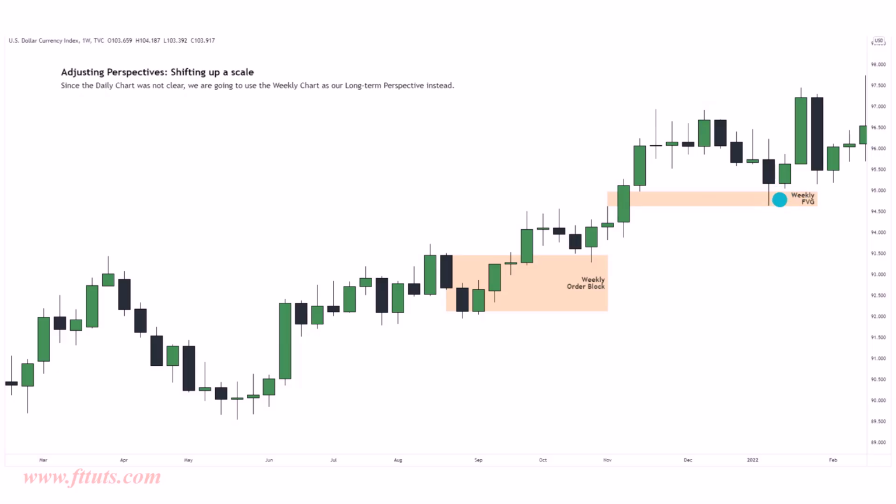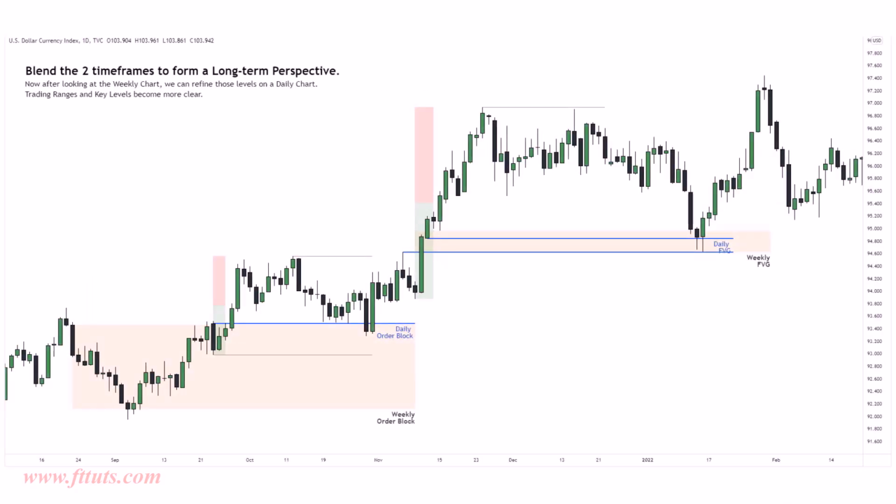Okay, so that when we do go back to our daily chart, we can refine those levels. Okay, so refining just means making it more precise. We can say, okay, within this order block range, what's the swing low that makes sense? Okay, we have this low to this high. Within a discount, there's an order block with a fair value gap. We know that's an A+ setup. That's where I'm going to base my trade off on.